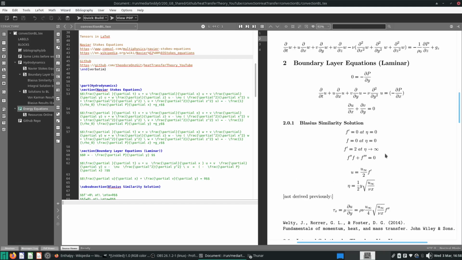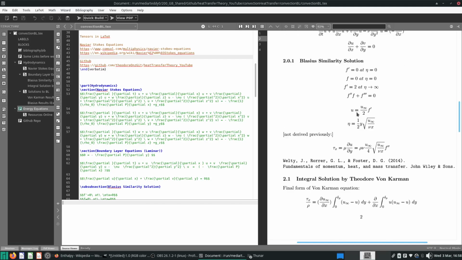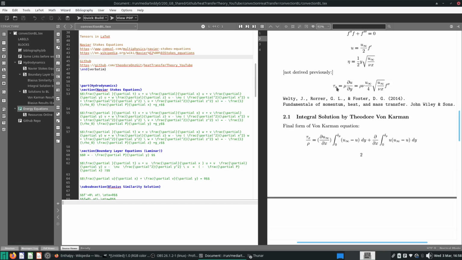I also discussed what these equations are. All of these equations, along with their boundary conditions, are reduced to these solutions, and the velocity profile is given by this expression here. Eta is the similarity variable, while f is the dimensionless stream function. I did derive this previously, but the shear stress is given by this expression over here. I just copied it over from this textbook.